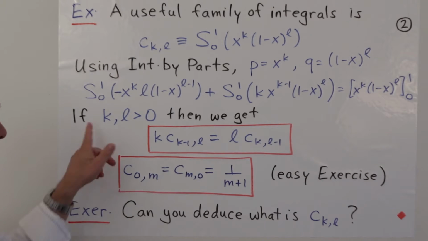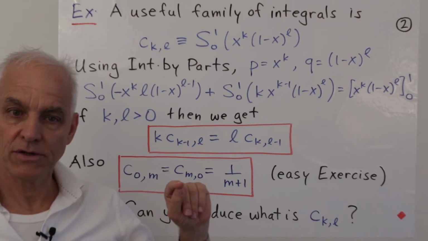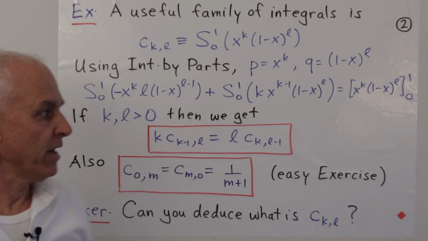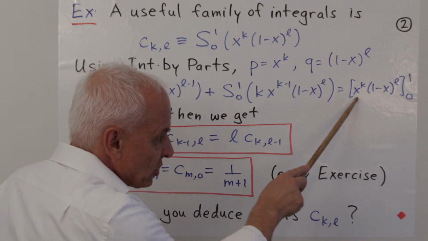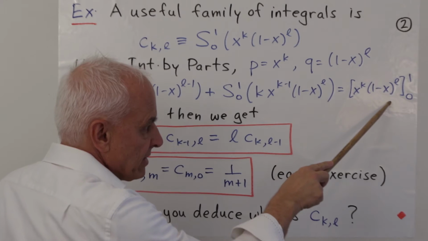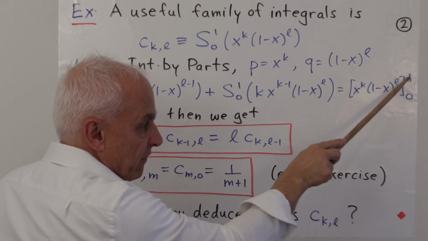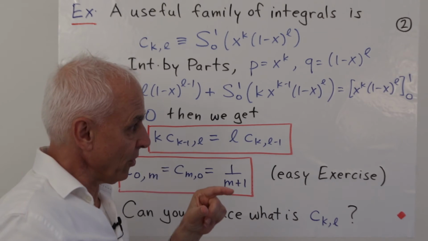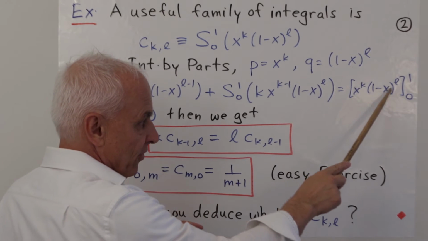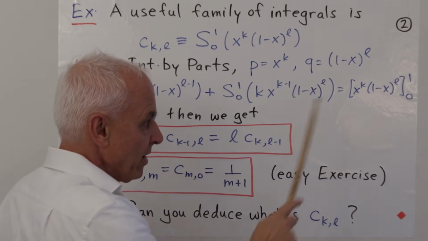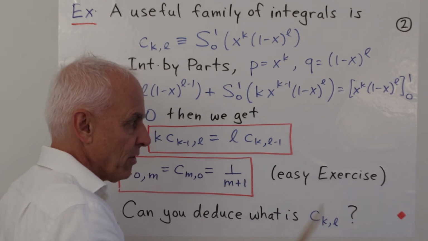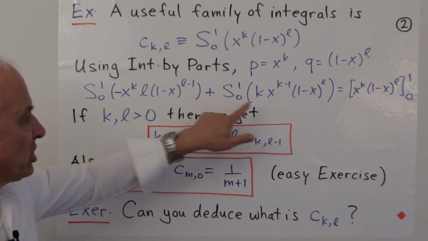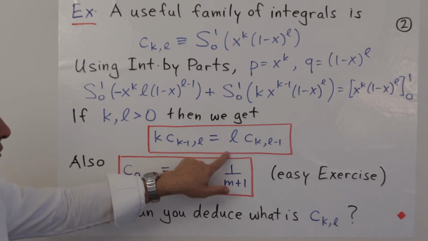Now, if k and l are both strictly positive, like 1, 2, 3, etc., then there will be an x term, there will be a 1 minus x term, and when we evaluate this thing from 0 to 1, both endpoints will give us a value of 0, because this term's 0 when we substitute 1, and this term's 0 when we substitute 0. So the right-hand side is going to be 0. And we just get a relationship between these two things, which we can write this way.